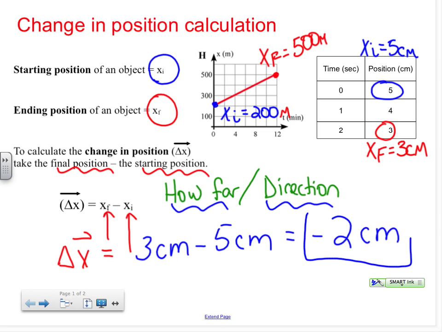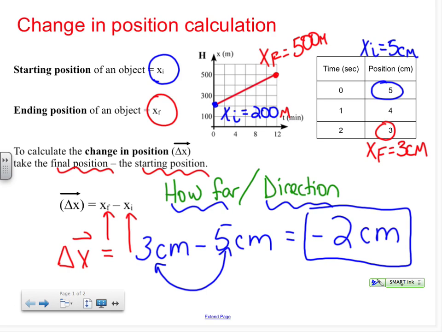Now, you'll notice in this case that we have negative 2 centimeters is my delta X, which is my change in position. If you would have accidentally flip-flopped those numbers and you would have taken 5 minus 3, then you would have gotten a positive 2 centimeters. So remember that positives and negatives have meaning in physics, and that meaning is the direction that the object travels.